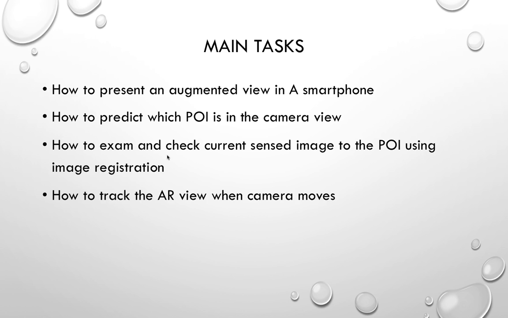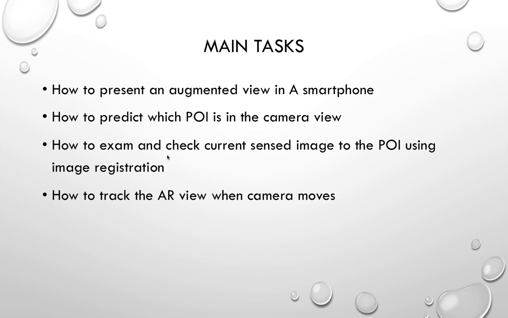So the main task of this project is how to present an augmented view on a smartphone. We need to know the intrinsic and extrinsic matrix and the exact locations of the points of interest in your camera view. You also need to predict which POI is in your camera view. Besides that, you need to check the current sensor image against the POI image database using image feature detection and matching.